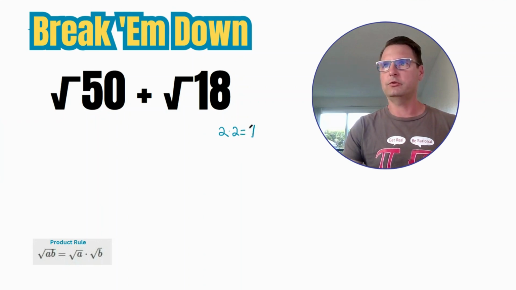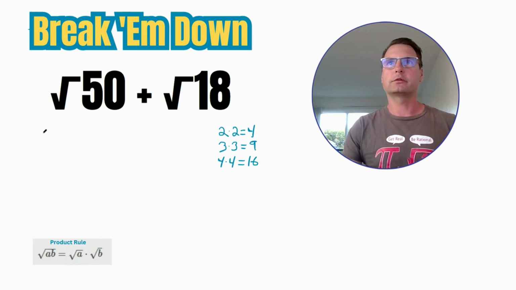So 2 times 2 is 4, so that makes 4 a perfect square. What about 3 times 3? It is 9, so 9 is a perfect square. Let's do one more. 4 times 4, what's that? 16. So 16 is a perfect square as well.